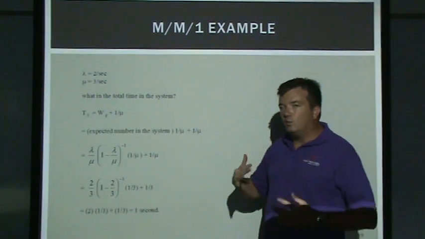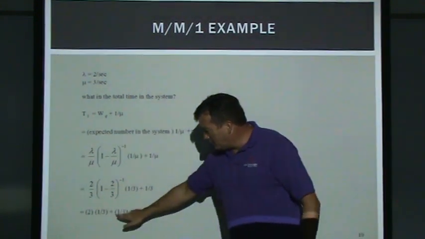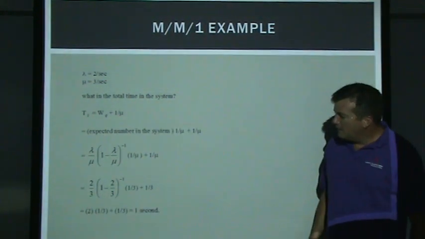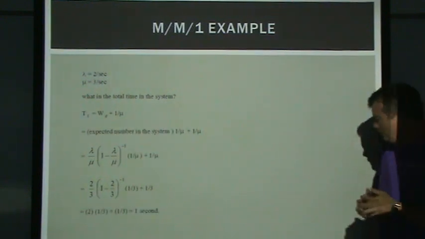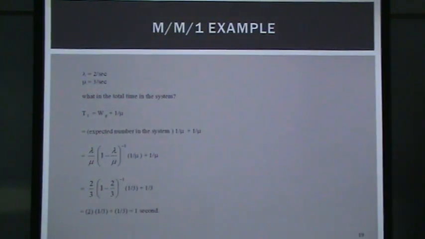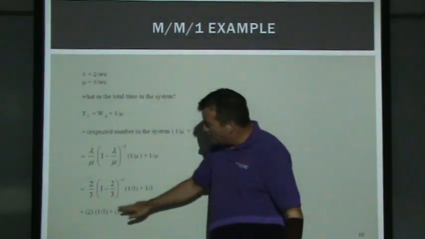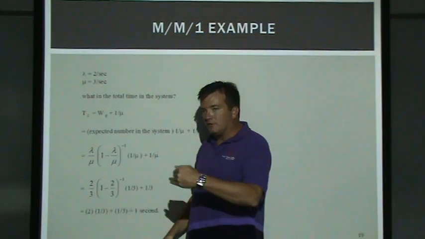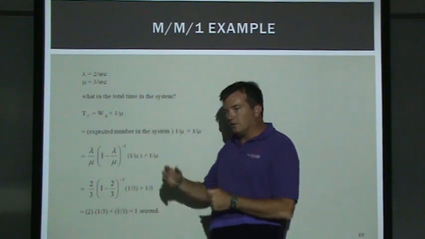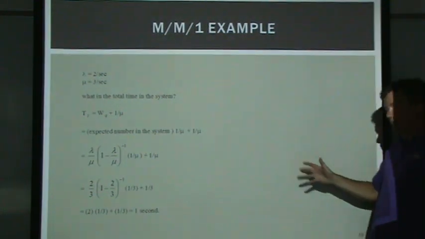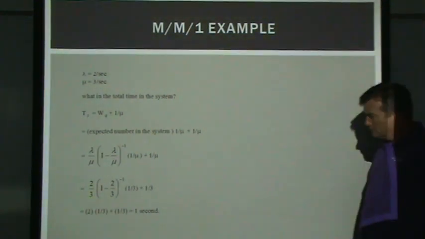And now finally, we get to be served, and we take 1/3 of a second as well. So our total visit to this queue would end up being 1 second. Where did the 1 second come from? The 2 customers in front of us took 1/3 of a second each, and then we took 1/3 of a second. So 1/3 plus 1/3 plus 1/3 is 1 full second.